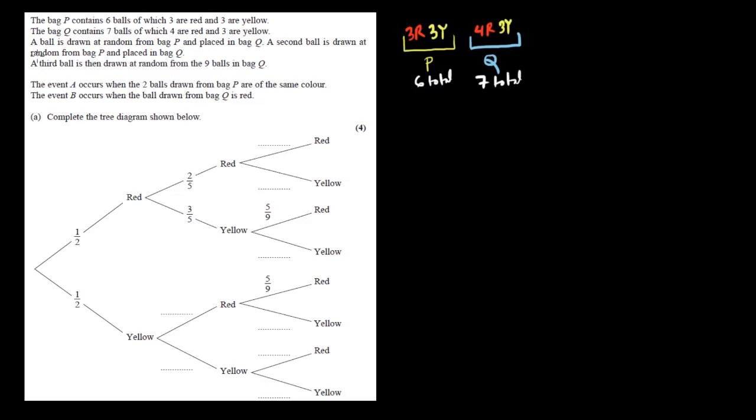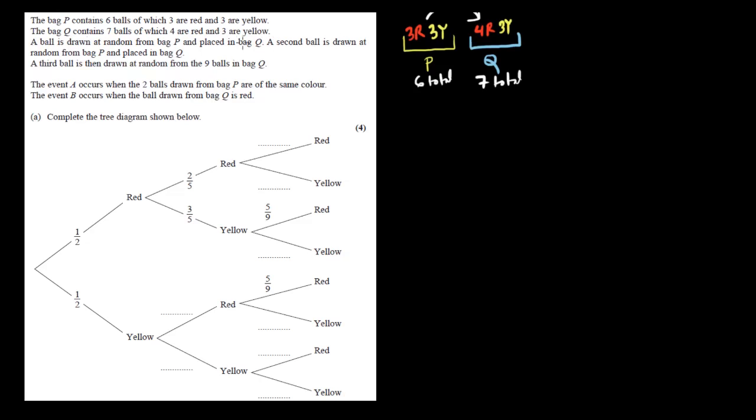Now what's happening is this. An item is drawn at random from bag P, and then it is placed in bag Q. So whenever we choose an item, we take one item and put it in bag Q, so the constituents of bag Q change. If you take a red and put it in bag Q, there are now 5 red, and the total is going to change to 8. That's the story.